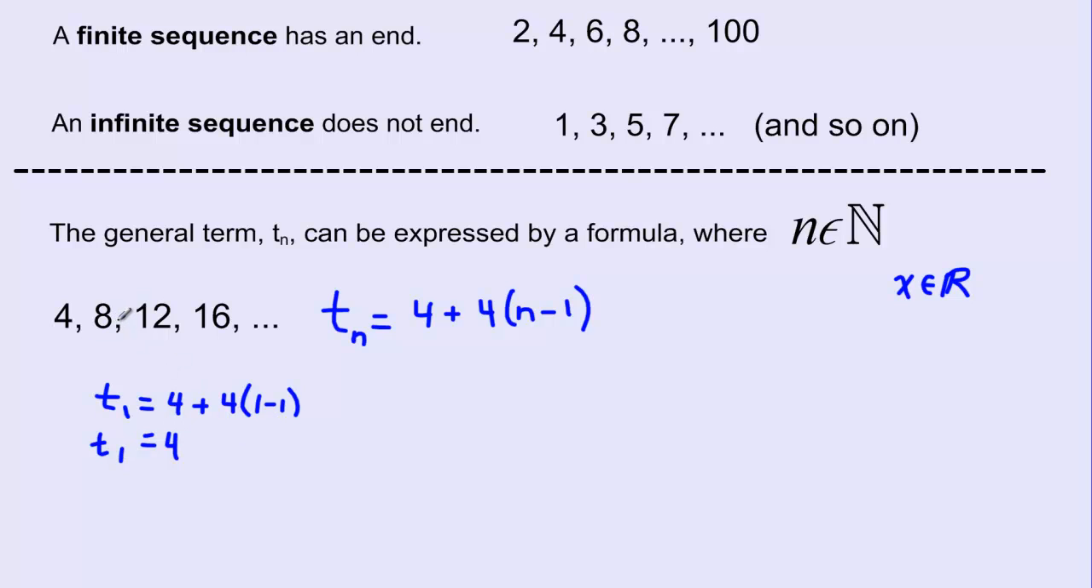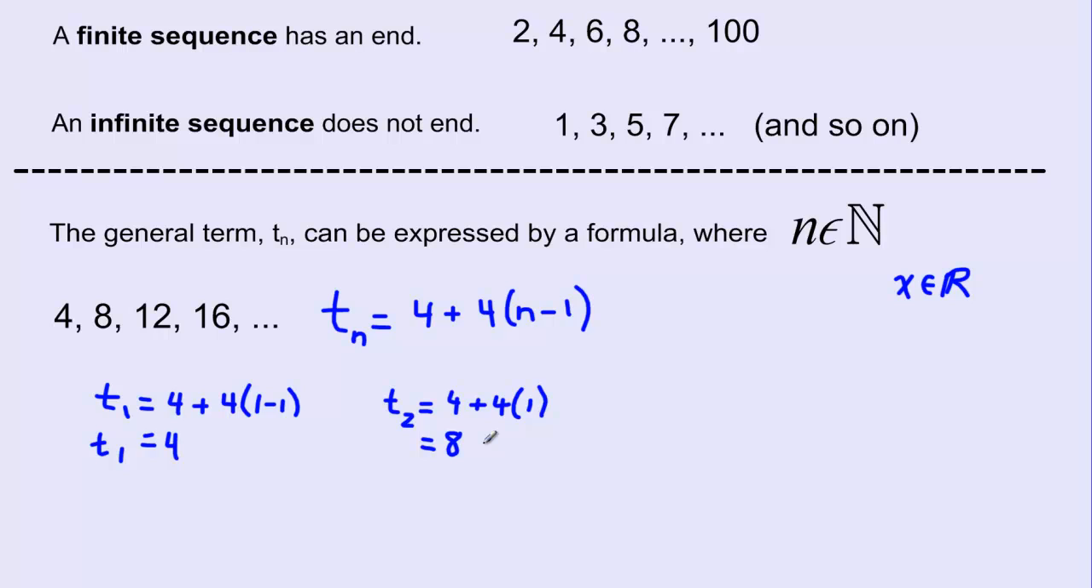The second term here is 8, so t2 should equal 4 plus 4 times (2 minus 1). Well, we know that 2 minus 1 is equal to 1, and so 4 plus 4 is 8. And I hope that it might become more clear that each time we look for the next term in the sequence, this bracket right here increases by 1. So the third term, t3, will equal 4 plus 4 times 2, and 4 times 2 is 8, and 8 plus 4 is 12. And that's how this formula was sort of derived.